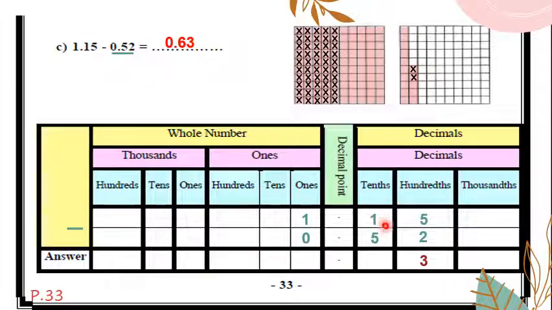Can I take 5 from 1? Of course not, because 1 is smaller. So I will borrow from the ones. I will borrow here from the 1. So 1 will be 0, and here the tenths will be 11. Now 11 minus 5 will be 6. Decimal point minus decimal point will be the decimal point. 0 minus 0 equals 0. So the answer is 0.63.